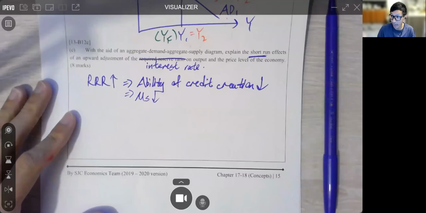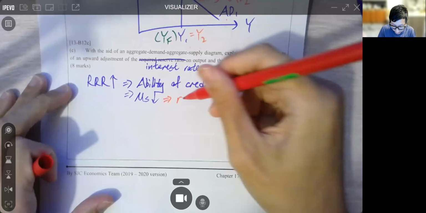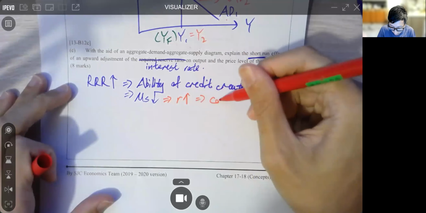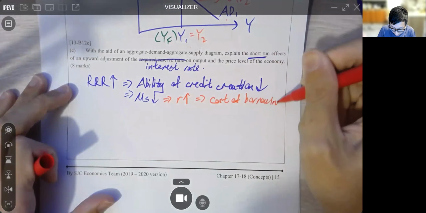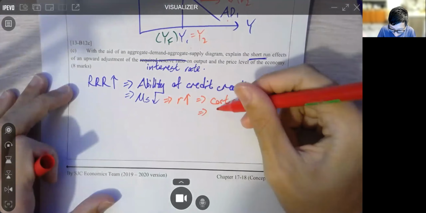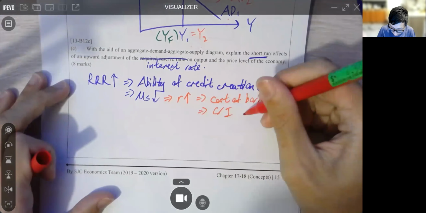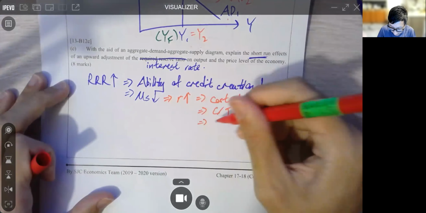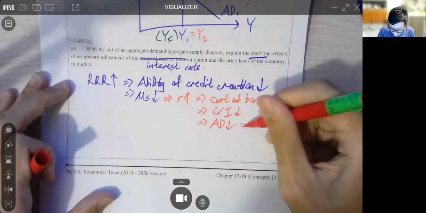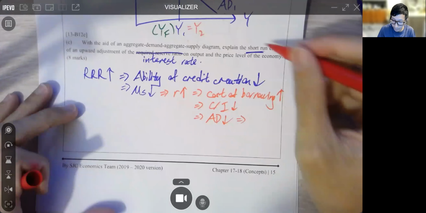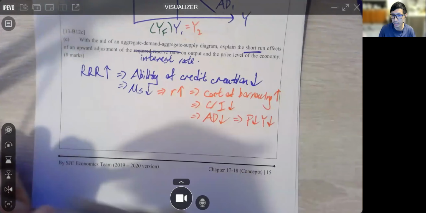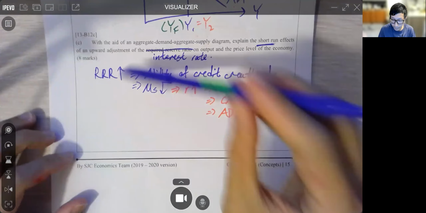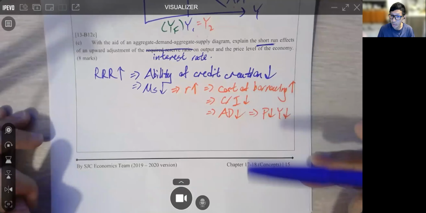The parts after this you know, the red pen begins now. Therefore, interest rate increases, cost of borrowing increases. Therefore, people will borrow less for consumption and investment. Therefore, AD decreases. With AD decreases, what happens in short run? Price level decreases, output level decreases. Okay? The blue pen parts you haven't learned. The red pens, you understand, right?